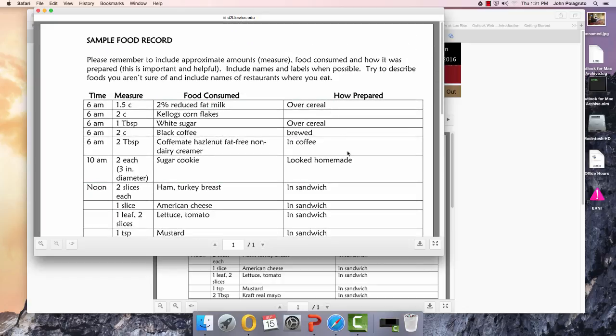Then you have how is it prepared. How prepared really means fried, baked, boiled, because those really have an effect on nutrients. If you fry an egg, it's not the same if you boil an egg or if you eat the egg raw. So that's a sample food record.